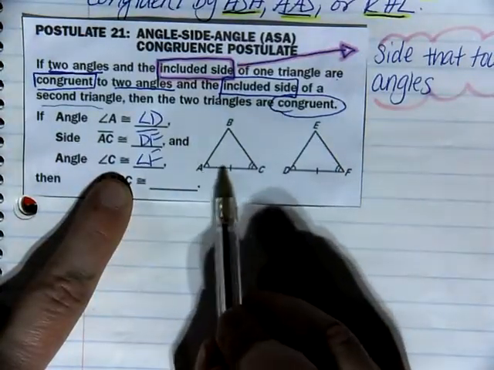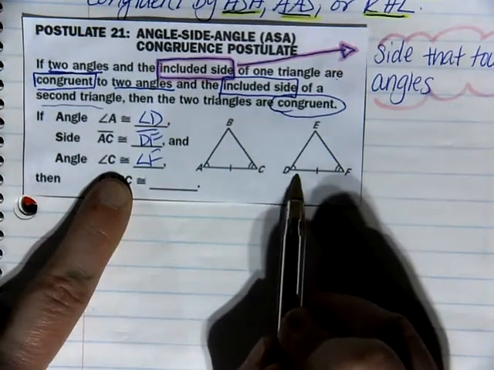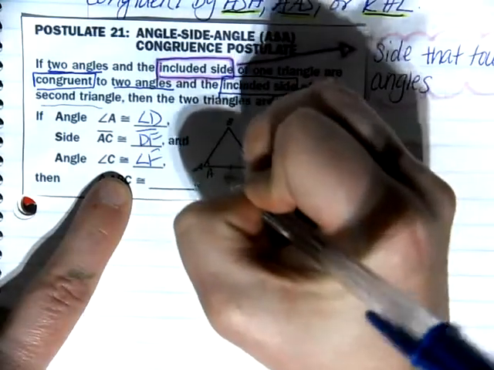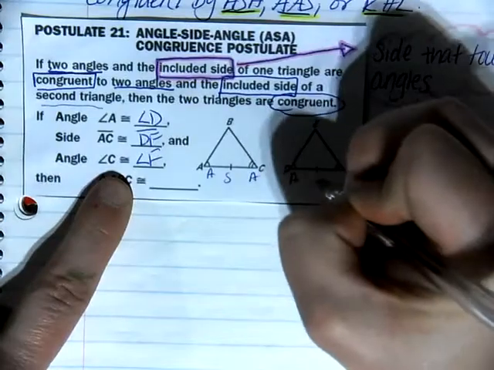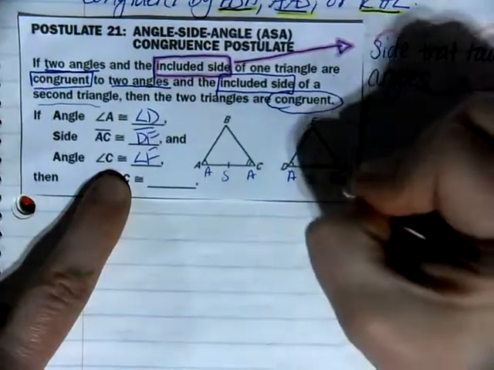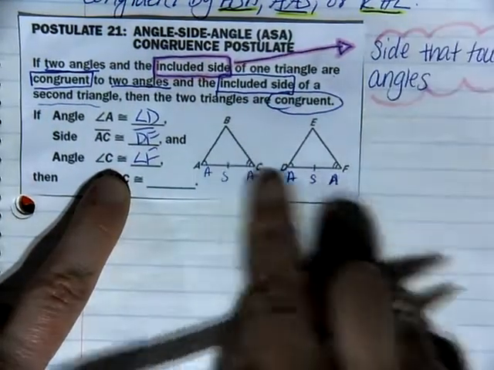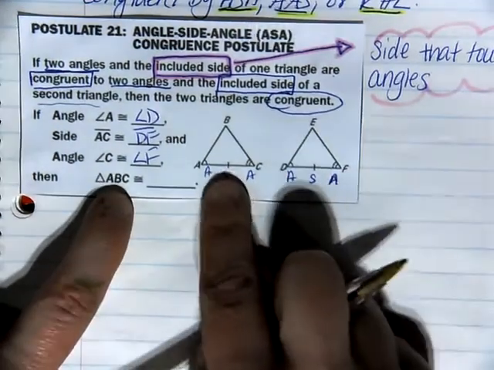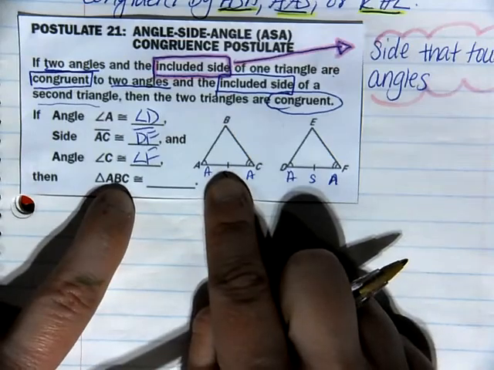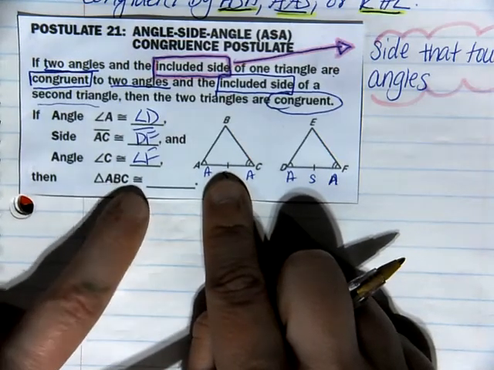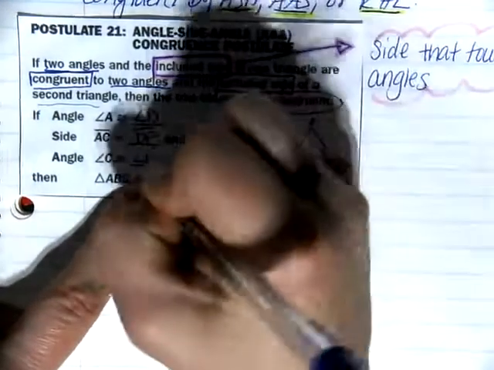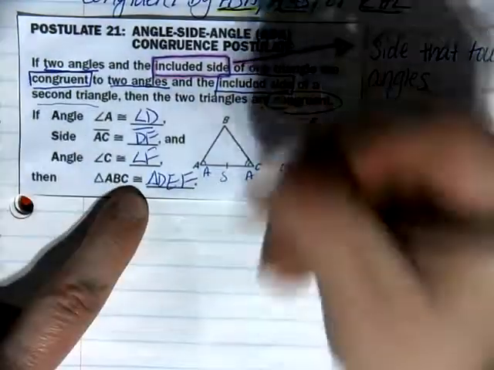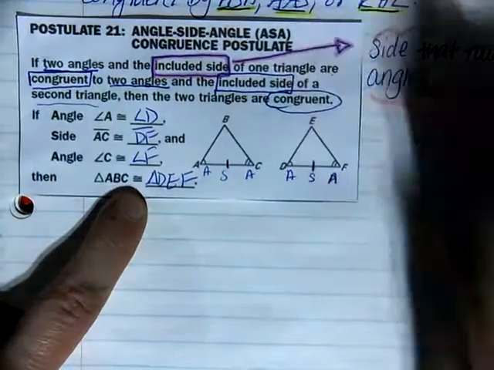This is angle, side, angle. And all of your angles and sides are corresponding, meaning they match up with each other. Then we can say that our 2 triangles are congruent. Triangle ABC would therefore be congruent to triangle DEF. They would be congruent to each other.